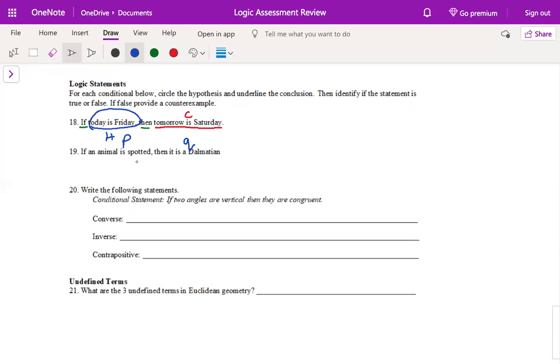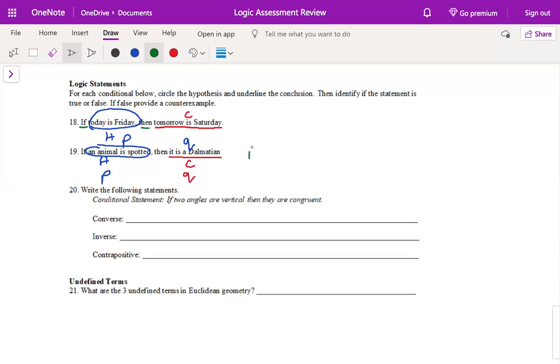If an animal is spotted, then it is a Dalmatian. So the hypothesis comes after the if. Right, this is the hypothesis, or it can also be written as P. And then our conclusion comes after the then. It is a Dalmatian. That's our conclusion. Or again, we could write that as Q. Is this statement true or false? If an animal is spotted, then it is a Dalmatian.